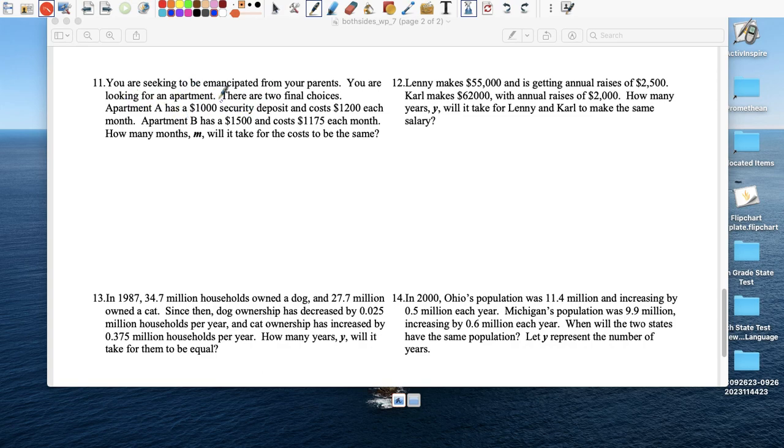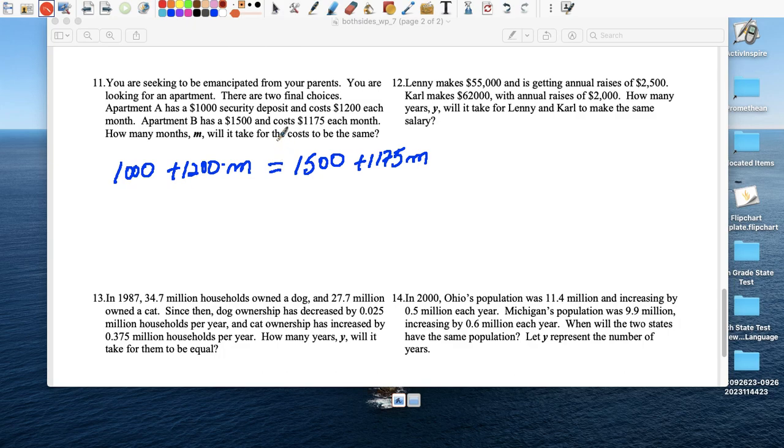You're seeking to be emancipated from your parents. Oops, you're looking for an apartment. There are two final choices. Apartment A has $1,000 security, which is not bad, plus $1,200 per month in rent. All right. Apartment B, you have to put down $1,500 security, and then you're going to pay $1,175 per month. So how many months will they be the same cost?